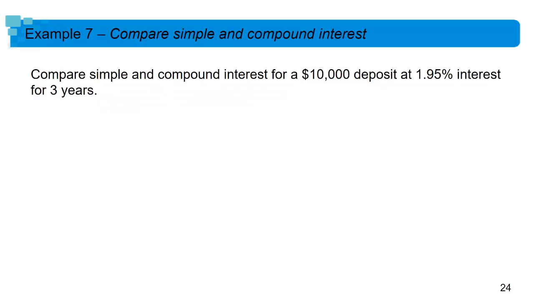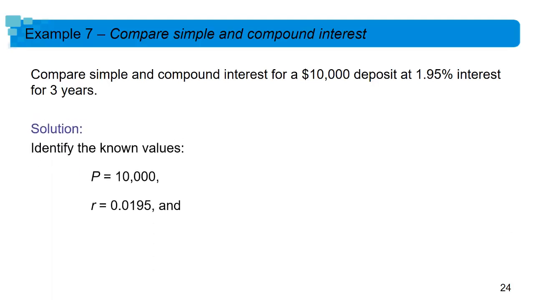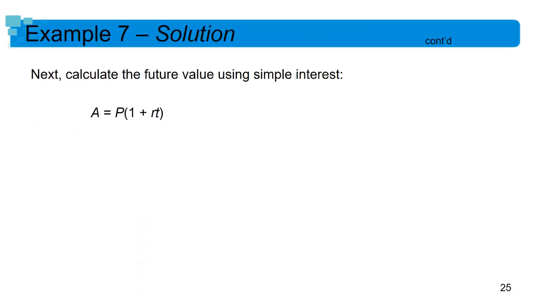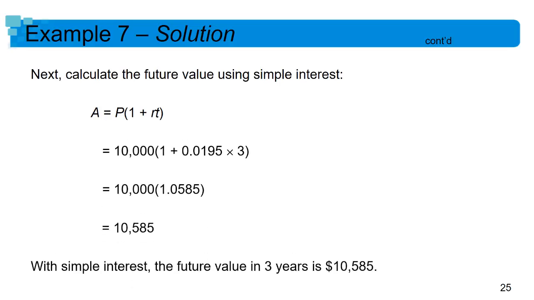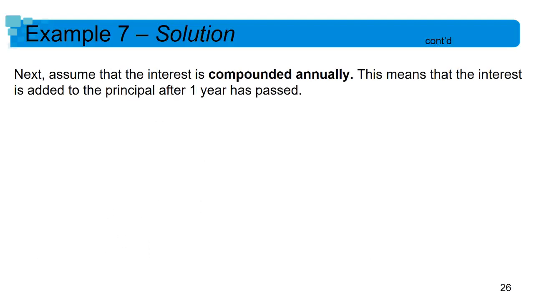So let's compare simple and compound interest so you can see how it works differently. With a $10,000 deposit at 1.95% for 3 years, let's look at what happens. There's our principal, there's our interest, here's our time, stick it into our simple interest calculation, right? And we go, all right, after 3 years, we've got $10,585.